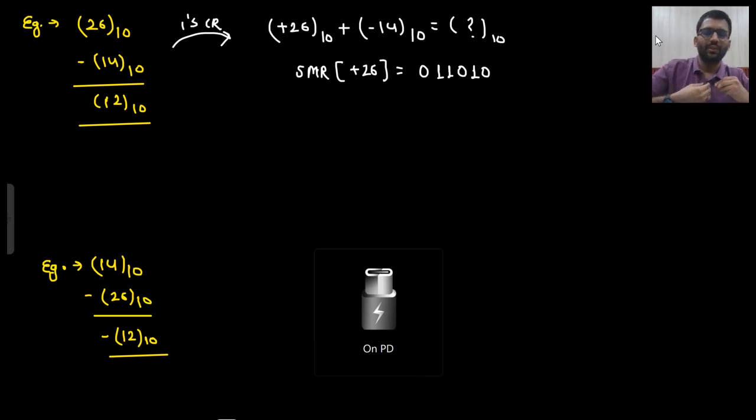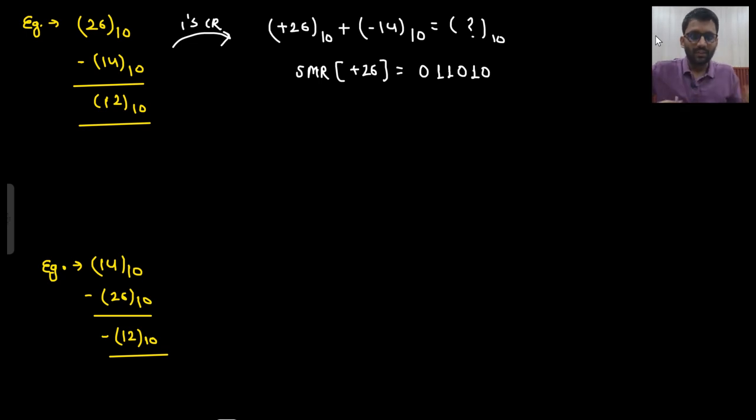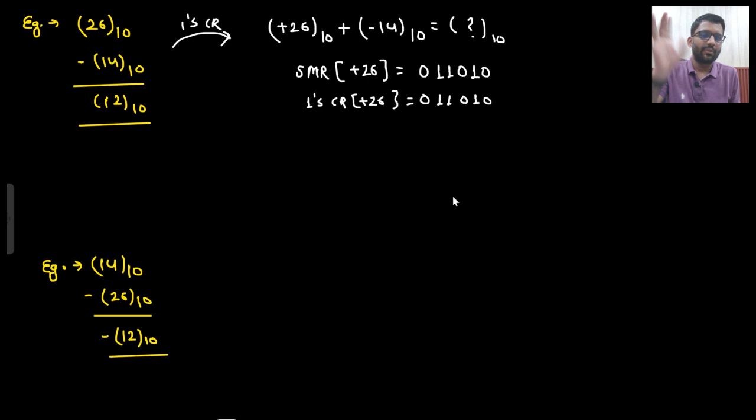Yeah. So till then you can write down the ones complement representation. It would be the same only. Ones complement representation of plus 26 would be the same. It would be 0 1 1 0 1 0, because it is a positive number.